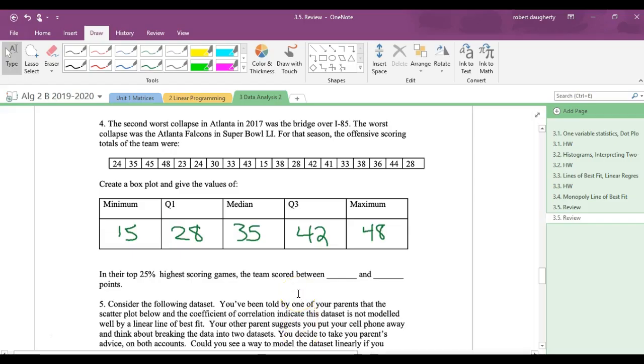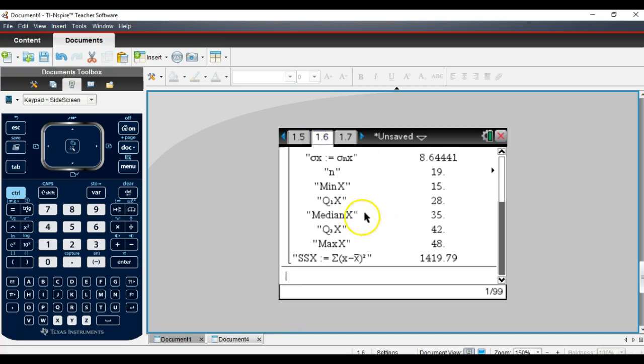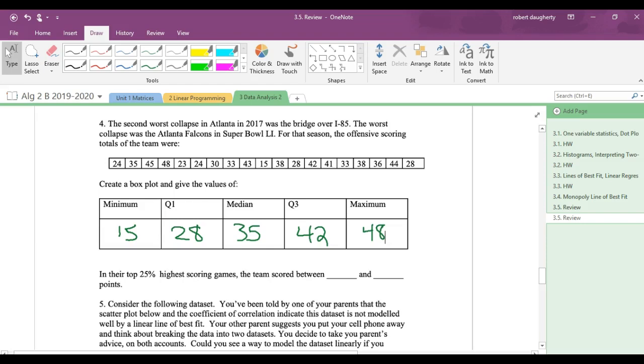And then asking questions. The top 25% scoring games, that would mean that my score was between this boundary right here at the box at Q3 and the tail end of the whisker to the right. So if I look at my mouse, the top 25% of the scores are going to be between 42 and 48, okay? If you're looking at the chart we had here, that's between Q3 and the maximum, 42 and 48. The top 25% of my scores are between 42 and 48.